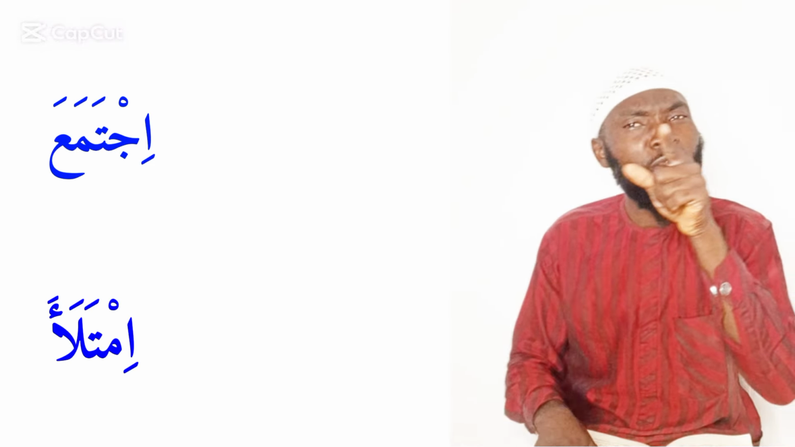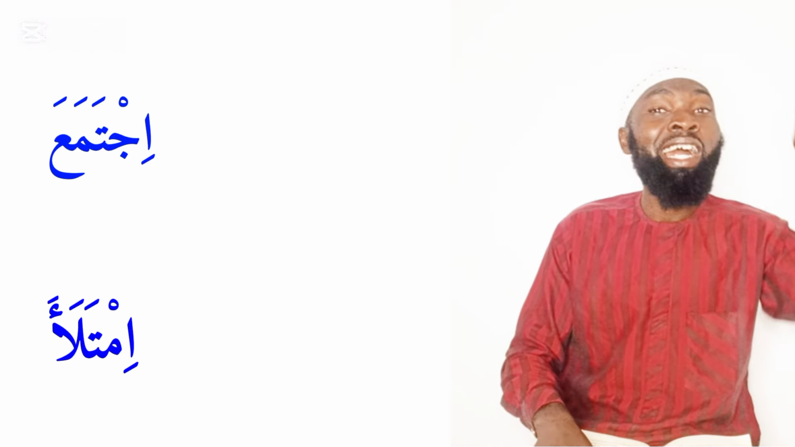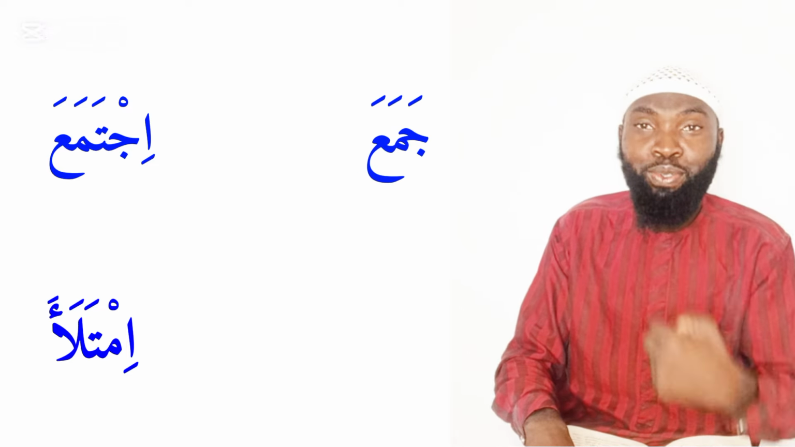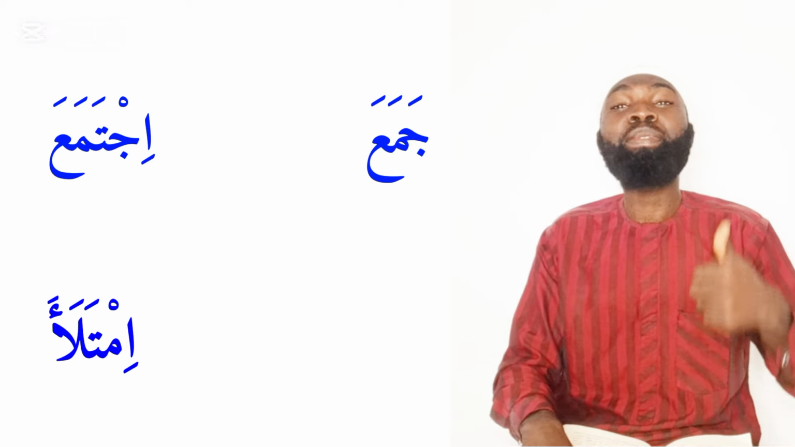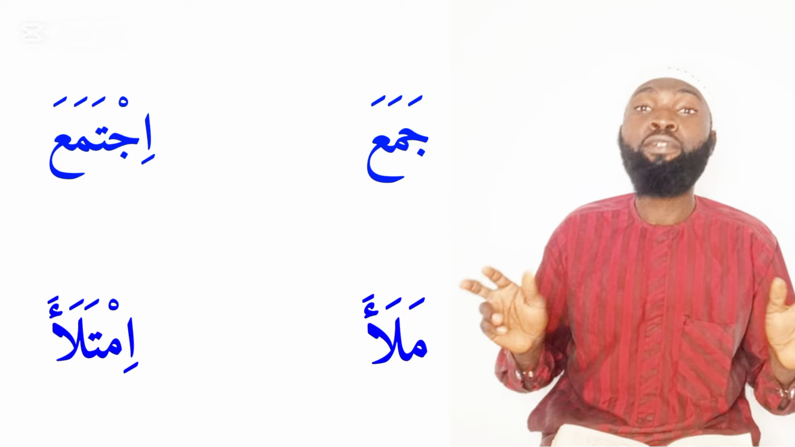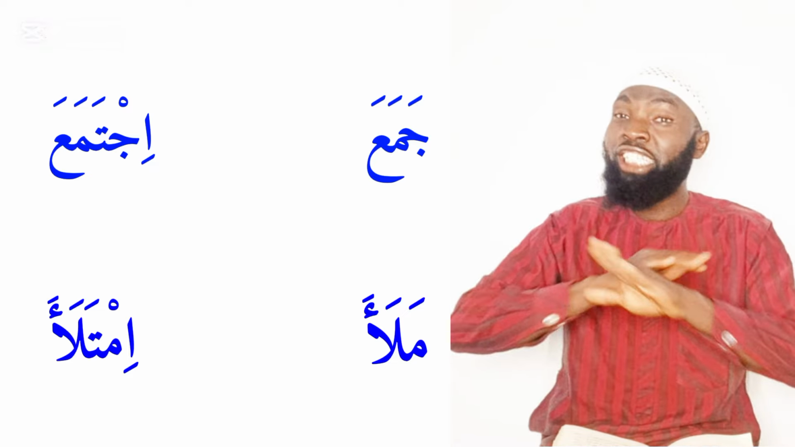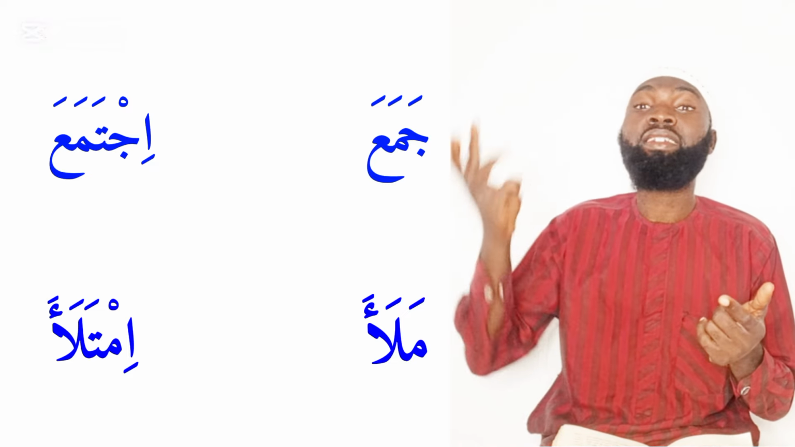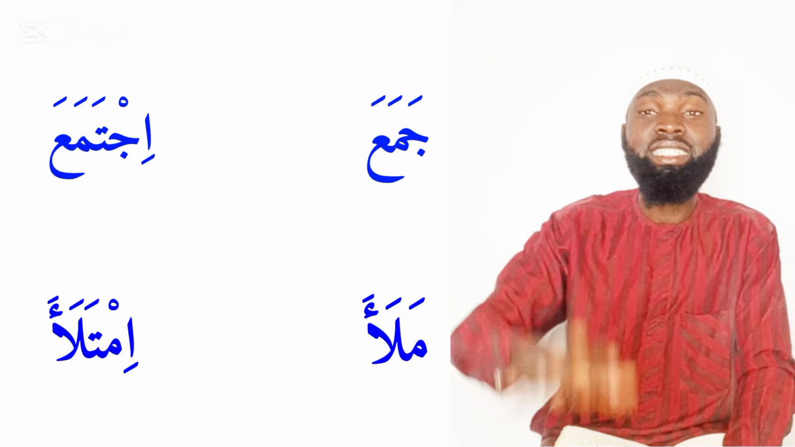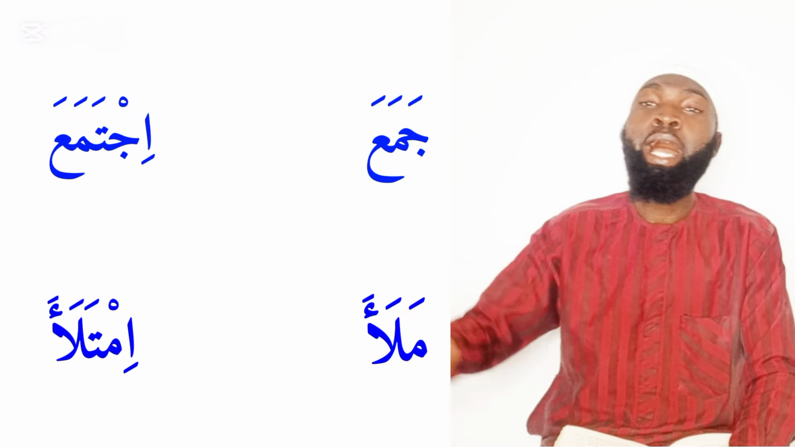Ahlan wa sahlan. Do you know that the word ijtama'a is gotten from the word jama'a? Do you also know that the word imtala'a is gotten from the word mala'a? And I've told you previously that Arabic words basically are formed from 3 letters. So originally all Arabic words come from 3 letters or from 4 letters. An example of this 3 letter word is jama'a and mala'a. But from these 3 letter words, we could have 4 letters, 5 letters, and even 6 letters.